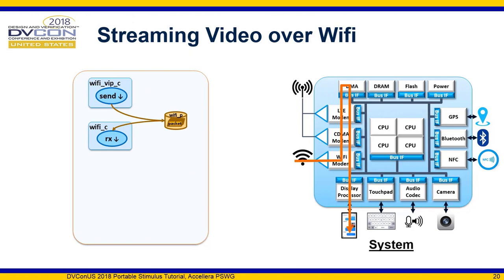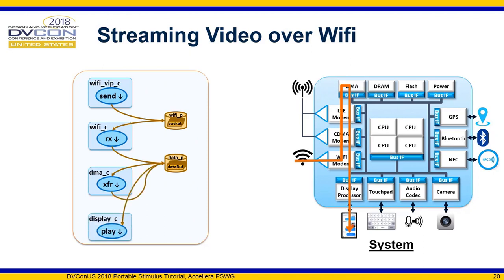Same thing you've seen. And then the output from the Wi-Fi are going to be packets, I think, that are going to be moved by a DMA that end up going to a display controller. All of this by now you've seen. We can instantiate these components. We can establish pools. We can bind the pools together. All of these you've seen.